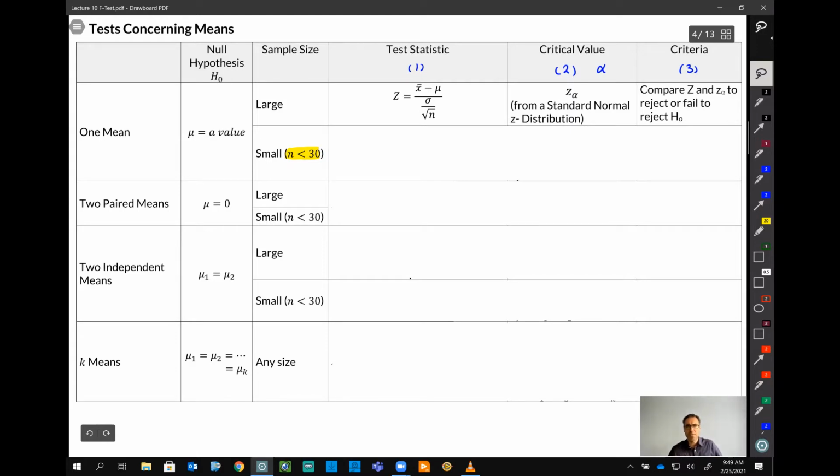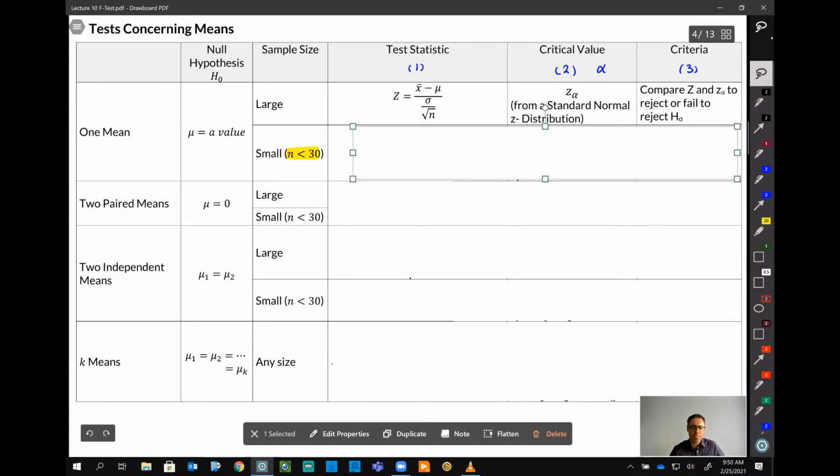And by the way, instead of finding a z alpha, you can find the p-value. These are exactly the same, and you realize it. You saw it in tutorial and so on. And then you compare them. So if the z, your test statistic, happens to be on a tail bigger than this z alpha, then you reject it, and then the rest of the story.